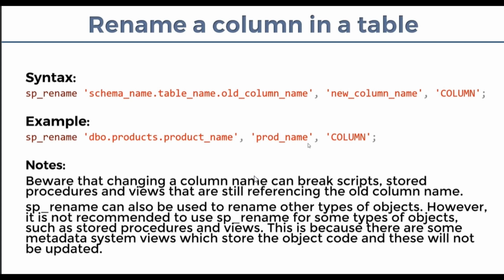dbo.products.productName. Here dbo is the schema, products is the table name, and product name is the column. I want to change the product name column into prod name. And here we mention what that object is. That is the column, right? The column name we have to change, so that's why we mention column in single quotations.